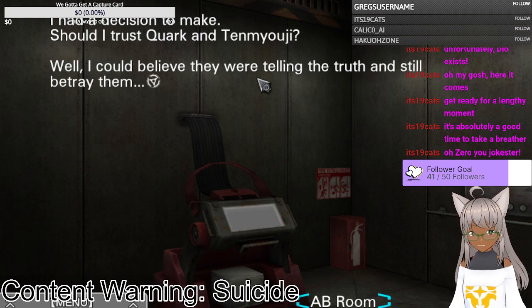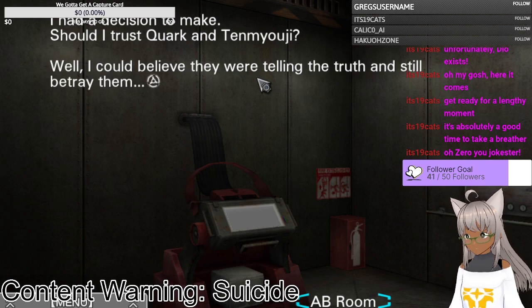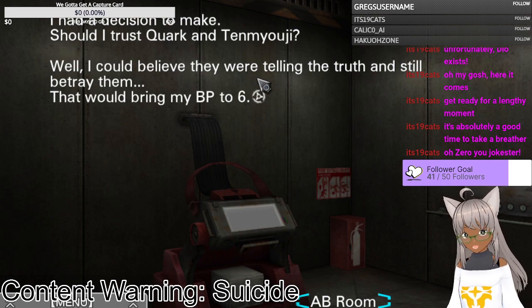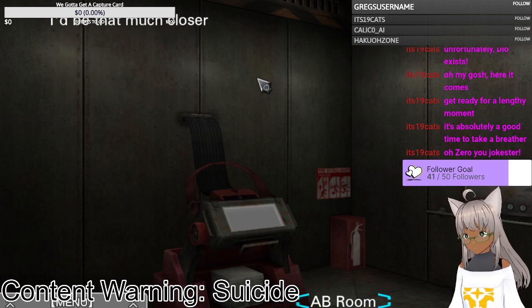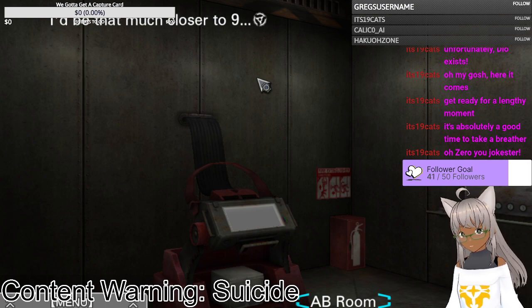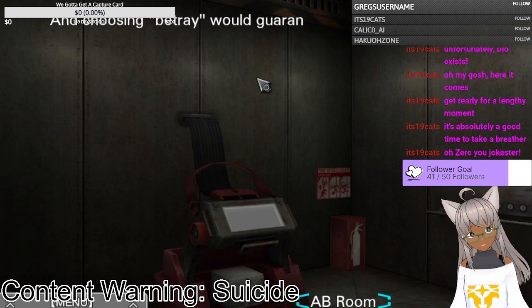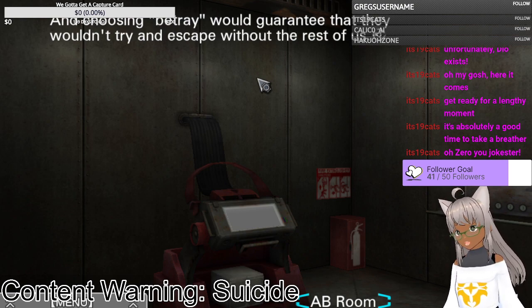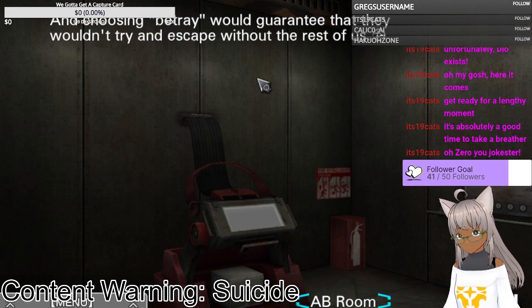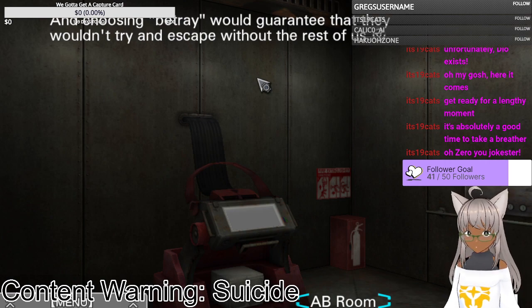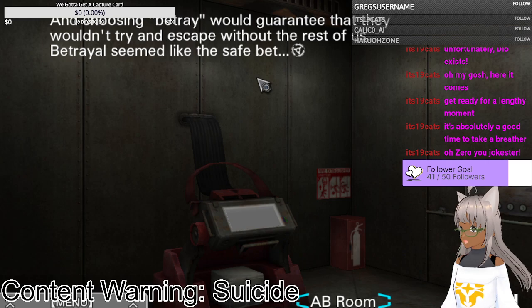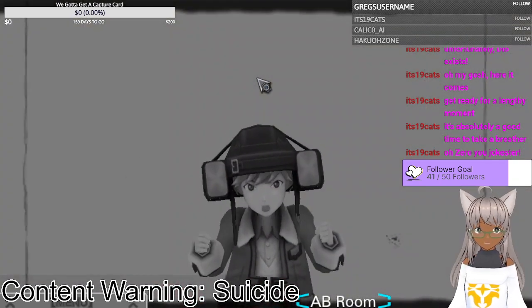Well, I could believe they were telling the truth and still betray them. That would bring my BP to 6. I'd be that much closer to 9. Like, what's the point, dog? And choosing betray would guarantee that they wouldn't try to escape without the rest of us. This is just crab in a bucket. Like, we're not doing this.